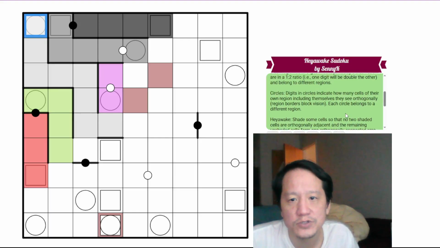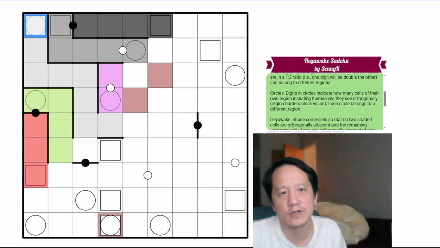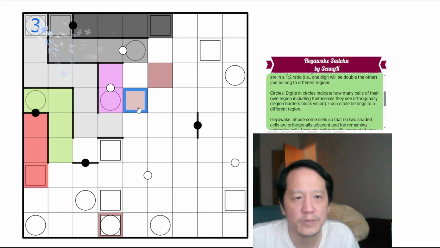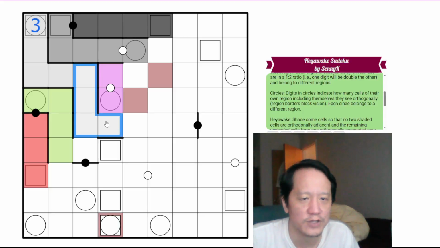Its circle sees how many orthogonally. So this must be 3. That's 3 in the corner. We celebrate because, I don't know, we're somewhat on the way.